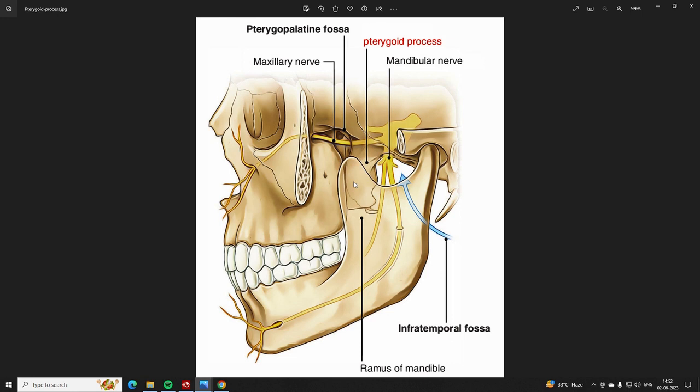So we can see here only the direction. So we will take the needle as anterior as possible at the mandibular notch, and we'll hit the posterior surface of the maxilla and enter into the fossa.